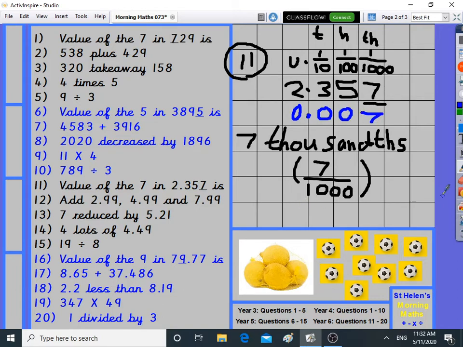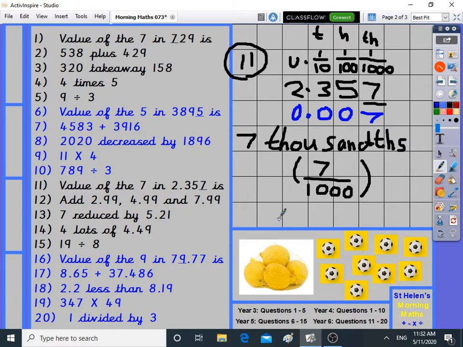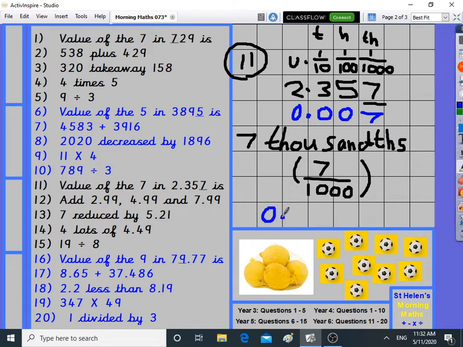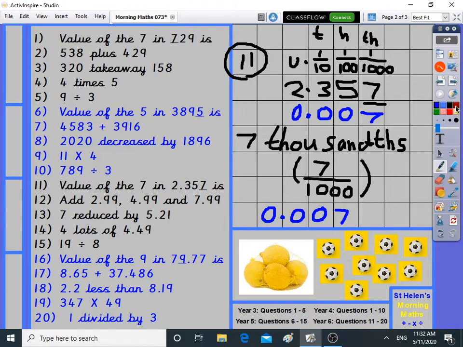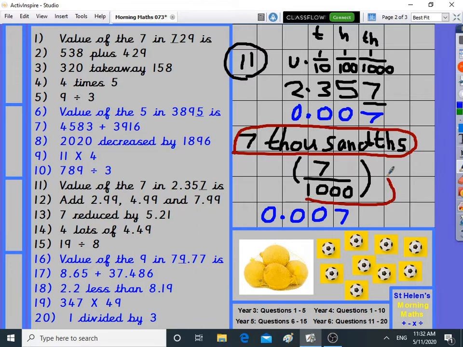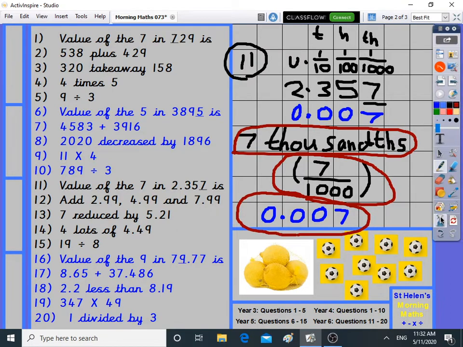Well, I've given 3 answers today for this question. They're all worth the same. 7 thousandths is the answer, or 7 over 1,000 as a fraction. So 7 thousandths in words, 7 over 1,000 if you write the fraction, and 0.007 if you write the decimal. They're all correct. Just look different. Let's go on to question 12.